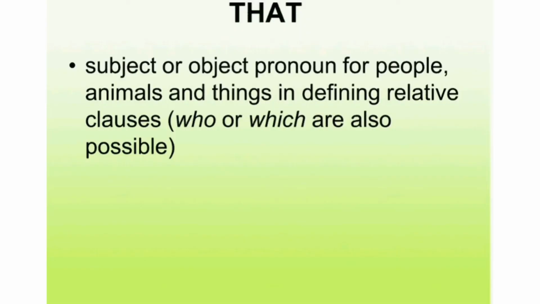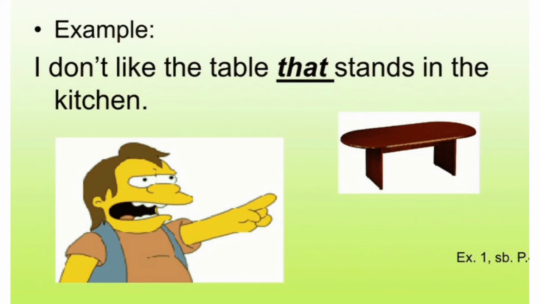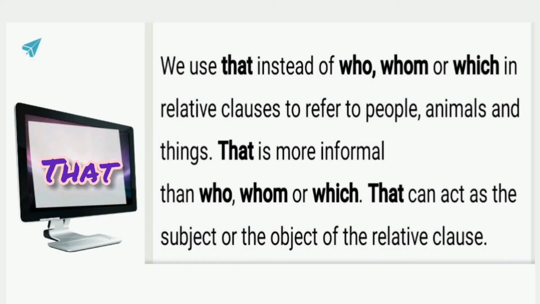That refers to the subject or object pronoun for people, animals, and things in defining relative clauses. Who or which are also possible. Example, I don't like the table that stands in the kitchen. Here, that refers to the table. We use that instead of who, whom, or which in relative clauses to refer to people, animals, and things. That is more formal than who, whom, or which. That can act as the subject or the object of the relative clause.